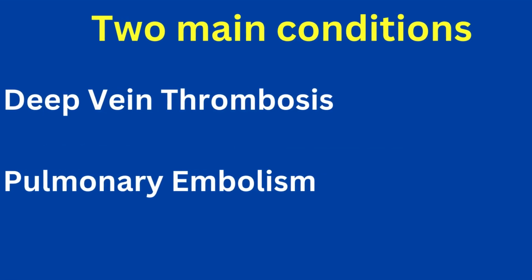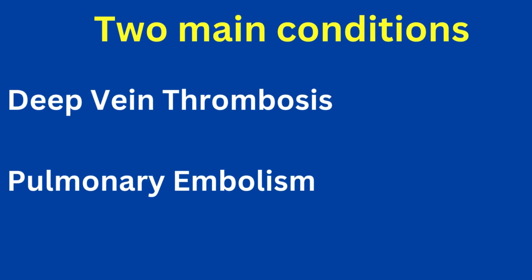Deep vein thrombosis, or DVT, which occurs when a clot forms in a deep vein, typically in the legs. The second condition is pulmonary embolism, or PE, a serious condition where a piece of the clot breaks off, traveling to the lungs. This represents a challenging condition in patient care, being a leading cause of preventable hospital deaths globally.